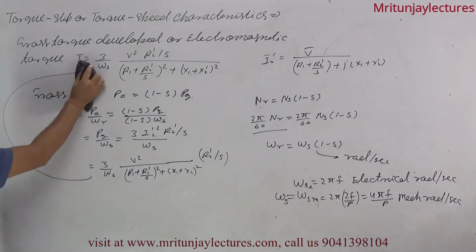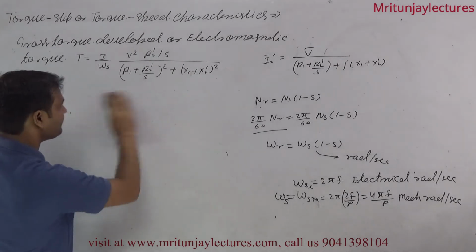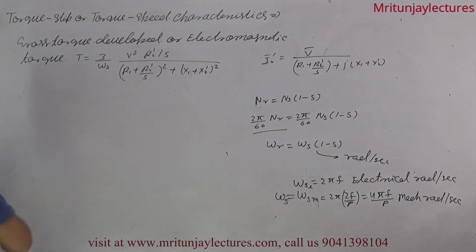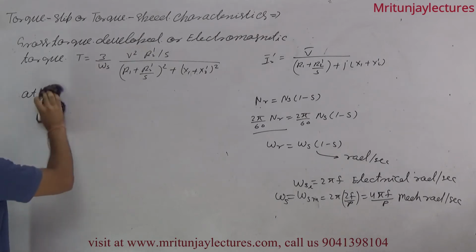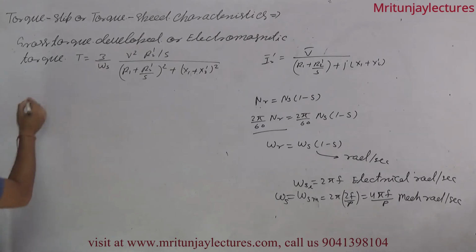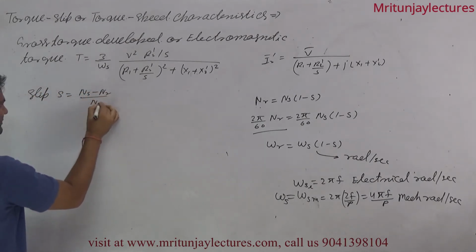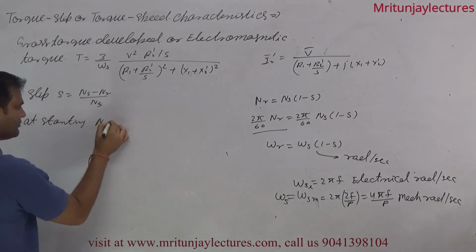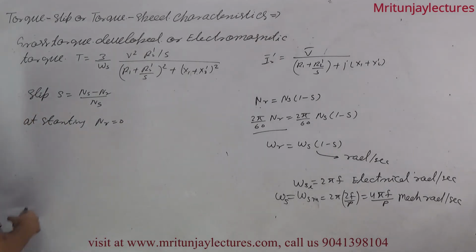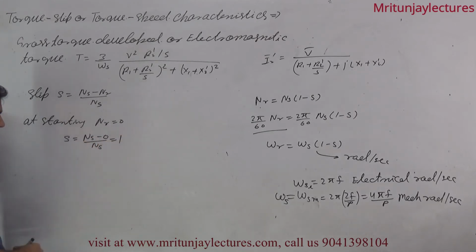Now how to plot? We are focused on how to plot. I know that the slip is equal to Ns minus Nr divided by Ns. At starting, it means Nr is equal to 0, the rotor is not running. Then what about slip? Ns minus 0 divided by Ns, this is equal to 1.